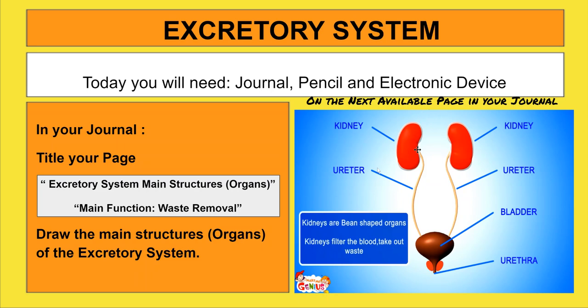But the urine then travels down these little tubes. These tubes are called ureters. Everybody pronounce that. I know it's a hard word. Ureter. One more time. Ureter. All right, so then the kidneys pass the urine through the ureter down into a sac where it's collected, and this is called the bladder.